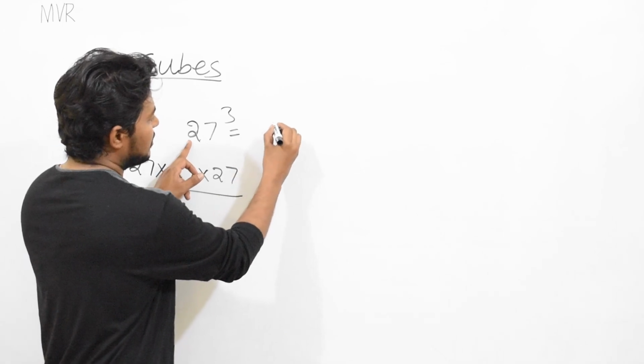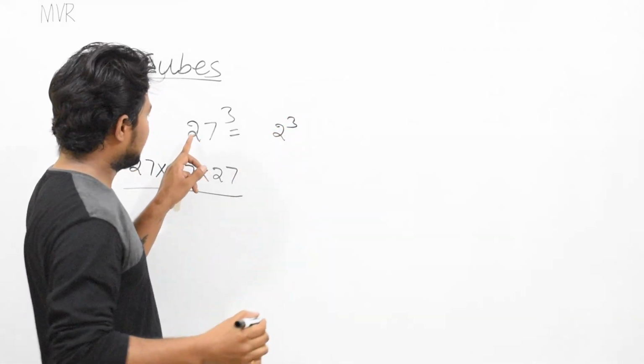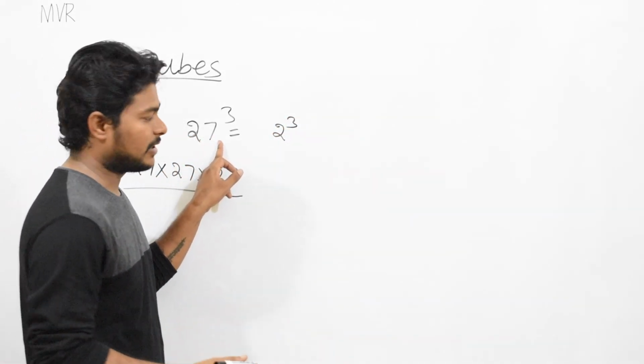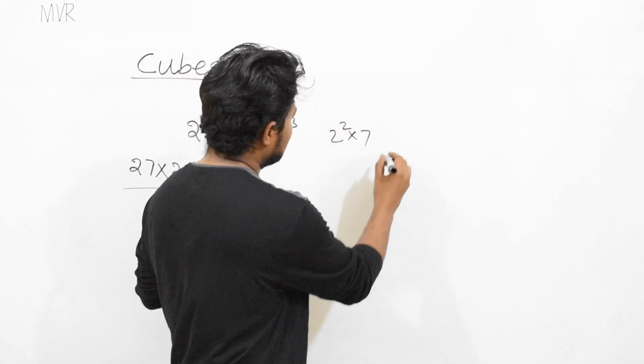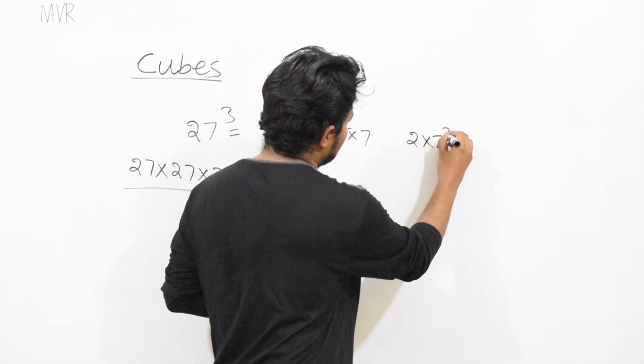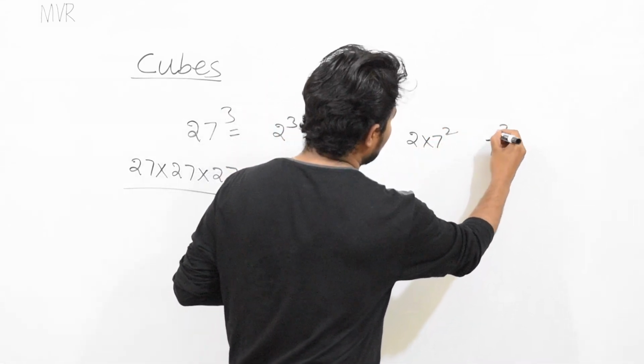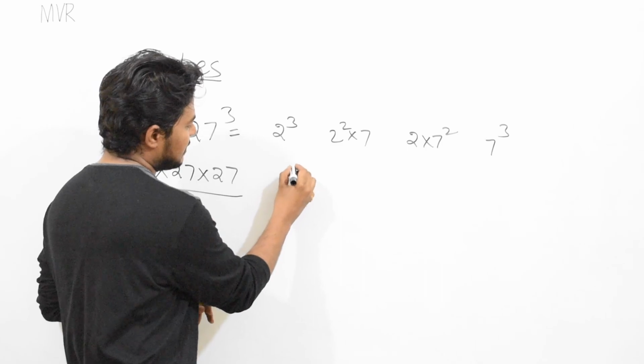Take the cube of the first digit, so this will be 2 cube. Take its square multiplied by this number, so 2 square into 7, then 2 into 7 square, then 7 cube.